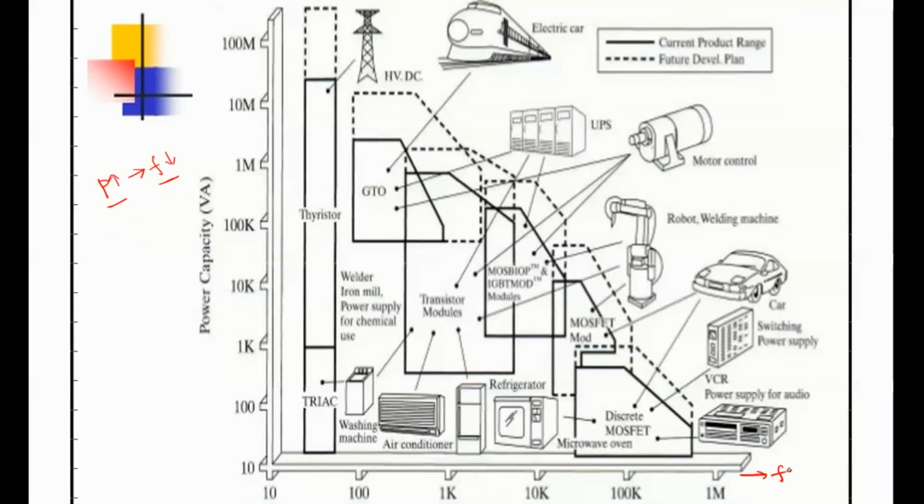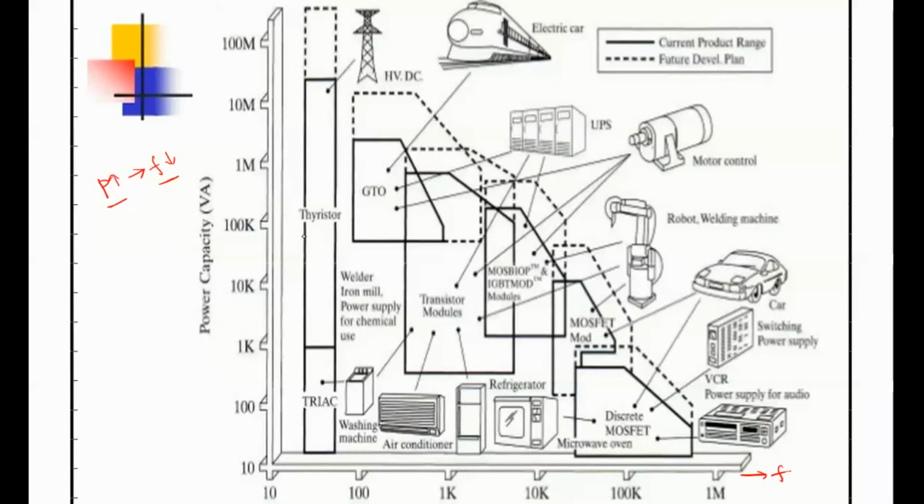The first thing we can observe here is the triac. The triac is used in applications like the washing machine. In a washing machine we can use transfer modules as well as triac. One thing we have to observe is that the triac is a low power, low frequency device, for low power and low frequency applications. The thyristor's power handling capacity is more, and the drawback is frequency. As the power increases, frequency decreases.